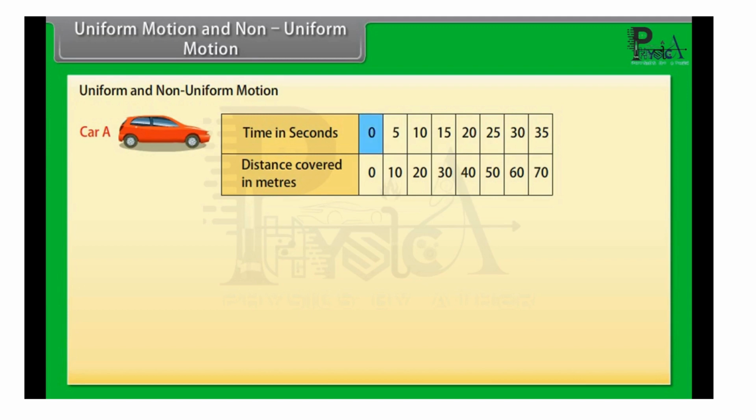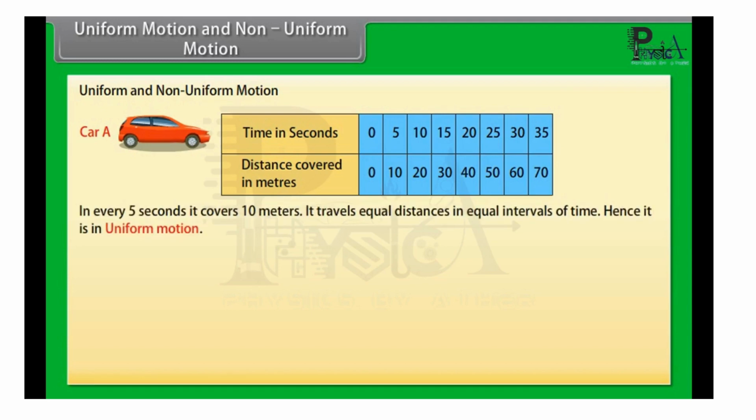We can see that in 0 seconds it covers 0 meters. In 5 seconds it covers 10 meters. In 10 seconds it covers 20 meters and so on. Or we can say that in every 5 seconds it covers 10 meters. It travels equal distances in equal intervals of time. Hence it is in uniform motion.